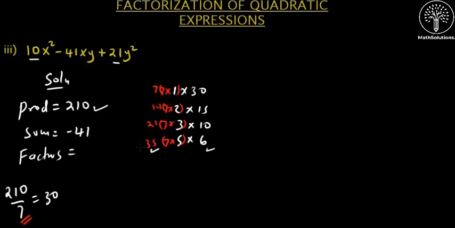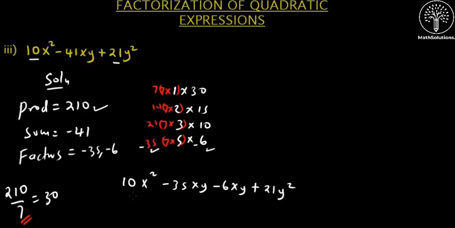If we make 35 negative and 6 negative, then we'll have the product of negative 35 and negative 6 giving us 210, and the sum being negative 41. So we have negative 35 and negative 6. Replacing negative 41xy in the expression with the factors, we'll have 10x squared minus 35xy minus 6xy plus 21y squared.